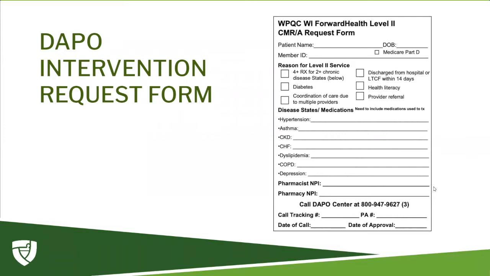And then on the bottom here, you need to always have the pharmacist NPI who has completed the home study and is official and is WPQC, and then the pharmacy NPI that also is signed up for WPQC. And then you can call the DAPO center here with the phone number, and document it all on here. Remember, the PA is good for a year. You can do 1 initial and then 3 follow-ups.